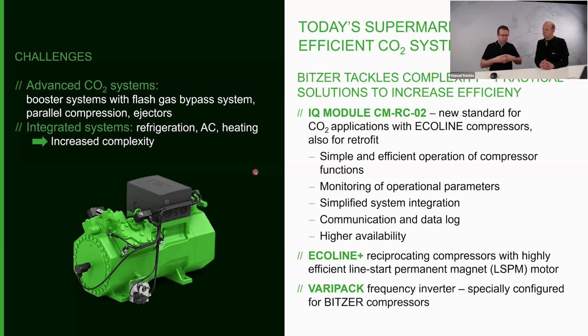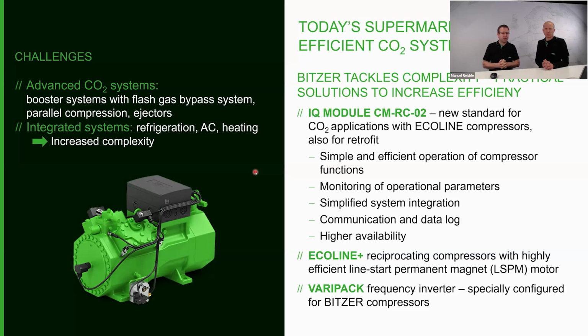Secondly, when we speak about the efficiency of the compressors, we try to make energy efficiency increases very easy. Therefore, in 2016, at the Chillventa, we first launched the so-called Ecoline Plus range. So the LSPM, line start permanent magnet motors, which you can use directly online without any electronics, and you have a more efficient compressor. Secondly, in Europe, we have the VARIPACK frequency inverters, which are very easy to configure and also to select, because you get the perfect match to your compressor.